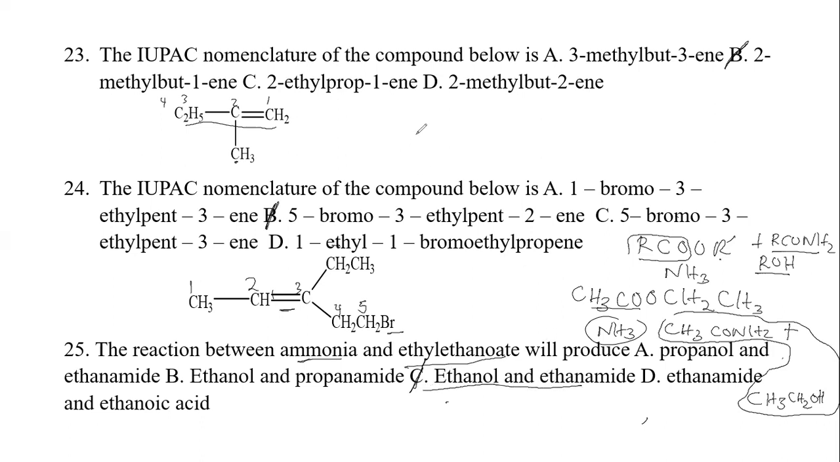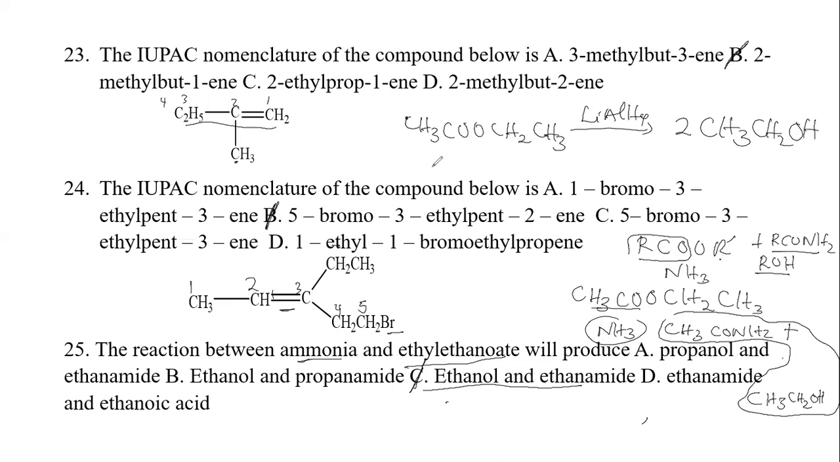Another important reaction that UTME normally asks is if ethyl ethanoate reacts with lithium tetrahydroaluminate(III). If it reacts with this one, this is going to produce 2 moles of ethanol.